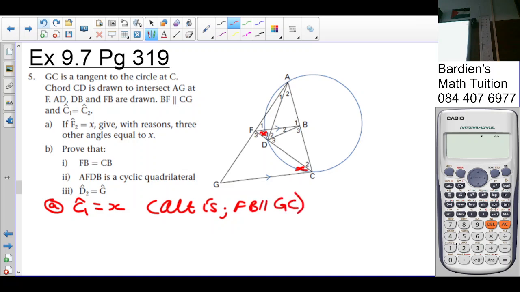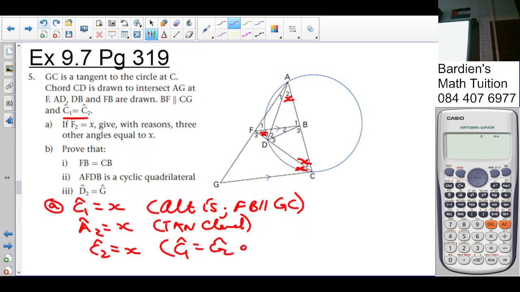Right. What can we say from there now? Which other angle is equal to x? We see A2. So A2 is equal to x. The tan chord theorem. And then C1 is equal to C2. So C2 is also equal to x. C1 is equal to C2, that was given. Okay, there we got 3 angles equal to x. Okay, 6 marks or something like this. Alright, sometimes 3, sometimes 6.